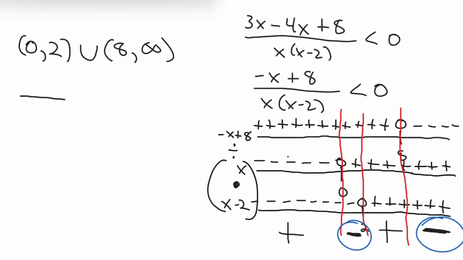And then the way you would graph that would be like this. So here's 0, here's 2. So you include the points in between there. Starts again at 8, and then it just keeps going up to infinity.